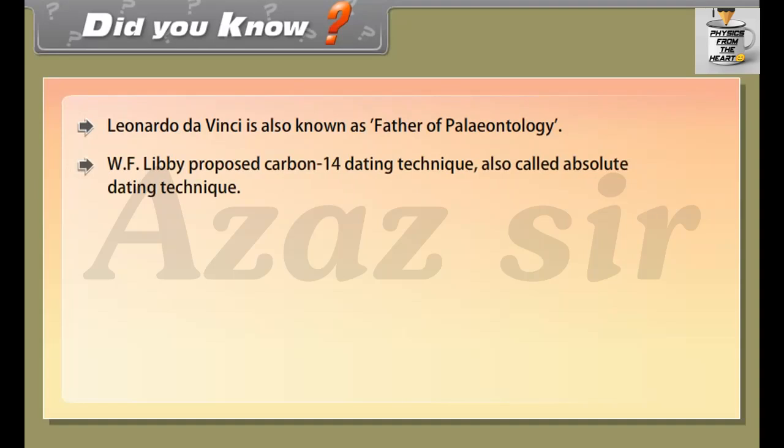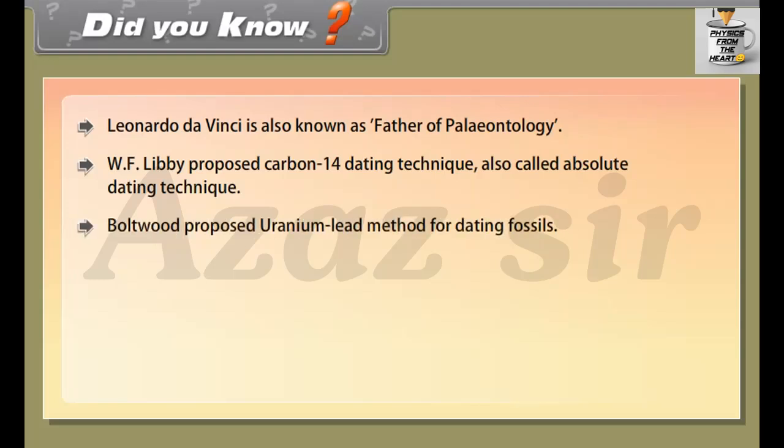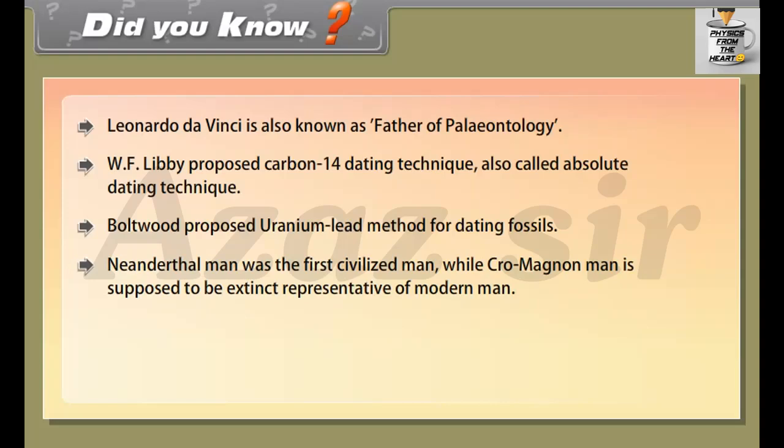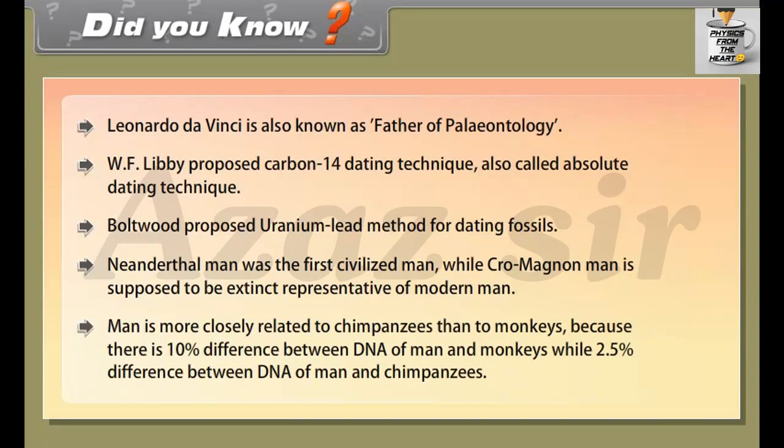W. F. Libby proposed the carbon-14 dating technique, also called the absolute dating technique. Boltwood proposed the uranium-lead method for dating fossils. Neanderthal man was the first civilized man, while Cro-Magnon man is supposed to be an extinct representative of modern man. Man is more closely related to chimpanzees than to monkeys because there is a 10% difference between the DNA of man and monkeys, while there is a 2.5% difference between the DNA of man and chimpanzees.